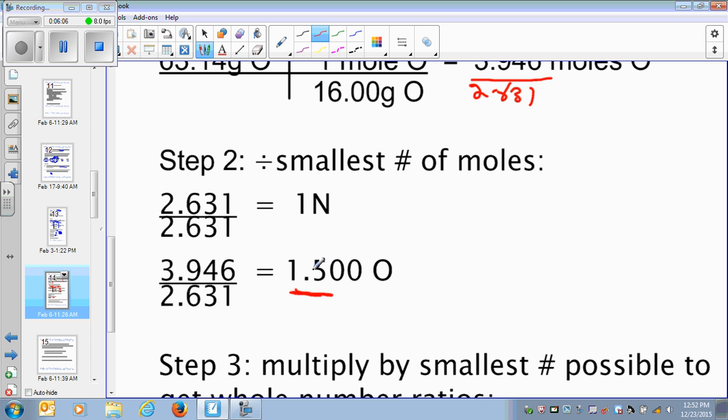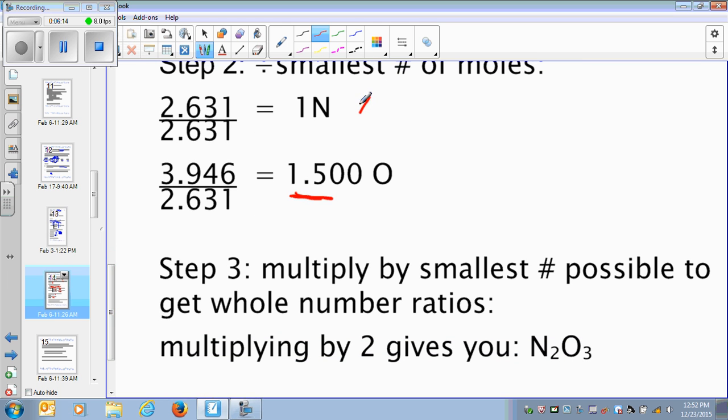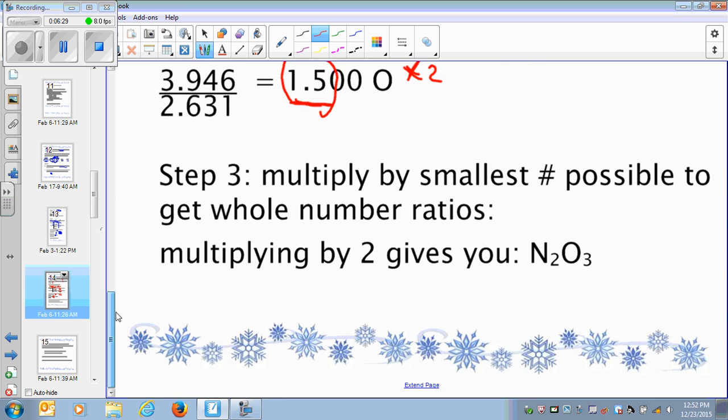If after rounding I get 1.5, then I need to convert it into a whole number because my formula cannot be in decimals. So I will multiply both by 2, and that gives me N2O3. This is how you calculate the empirical formula.